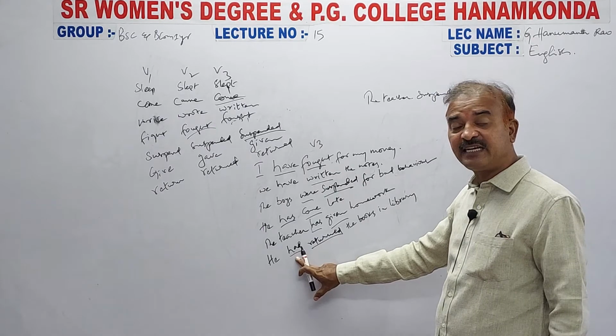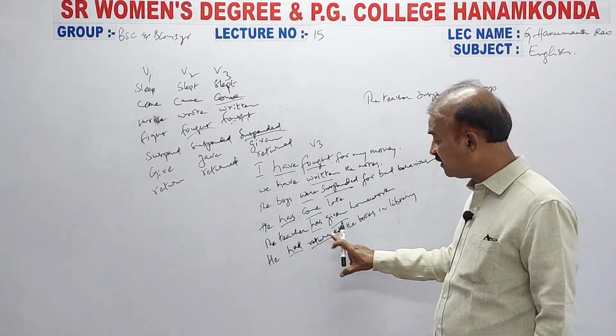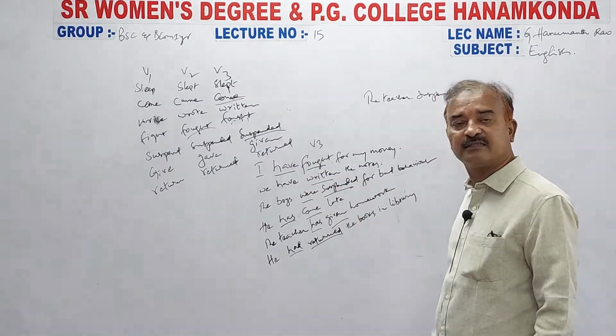Because of the presence of had, that is the, what is that? The perfect tense, past perfect tense, and after that we have used a verb. This is nothing but this. Both these are the same things.